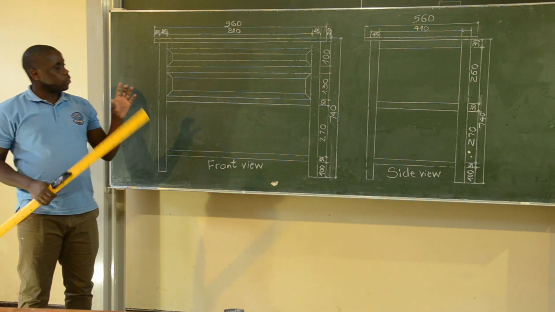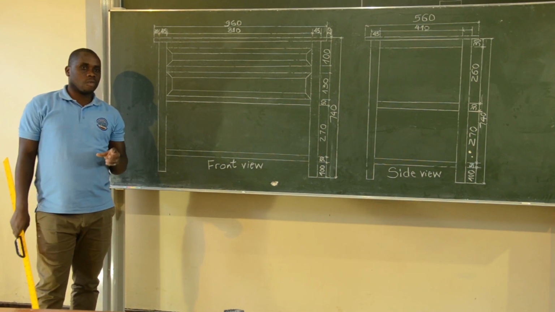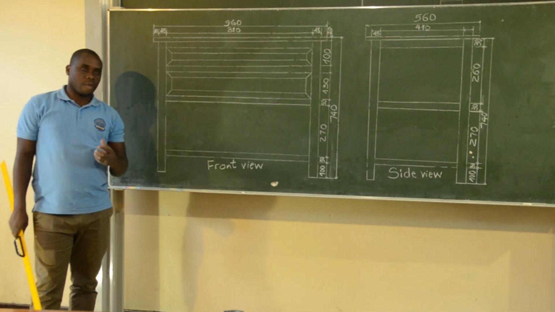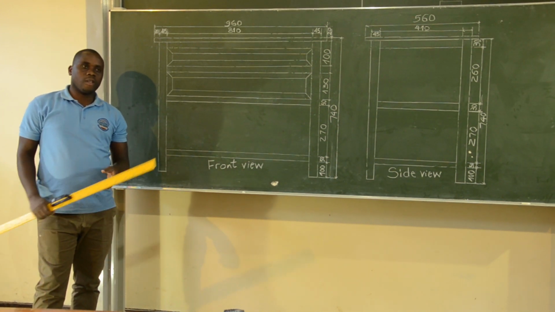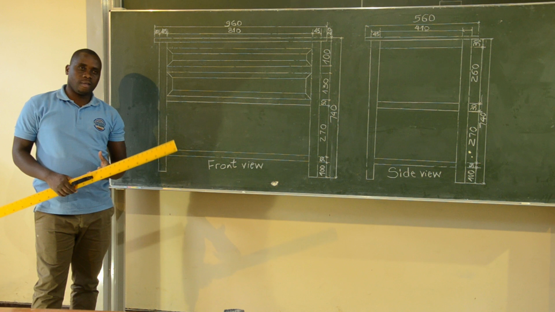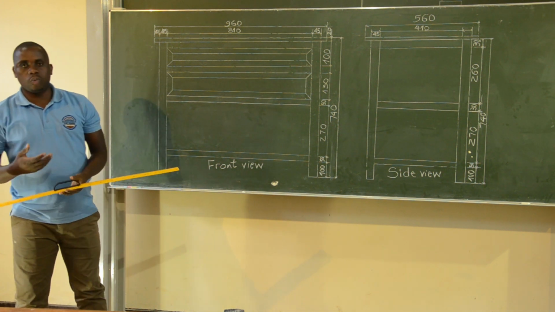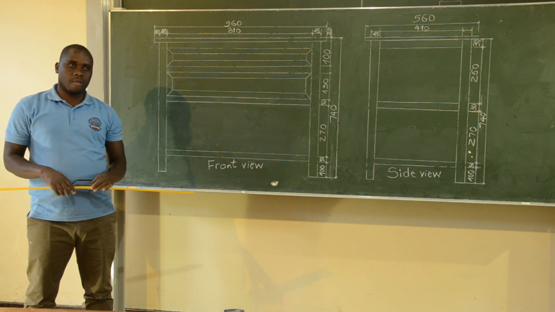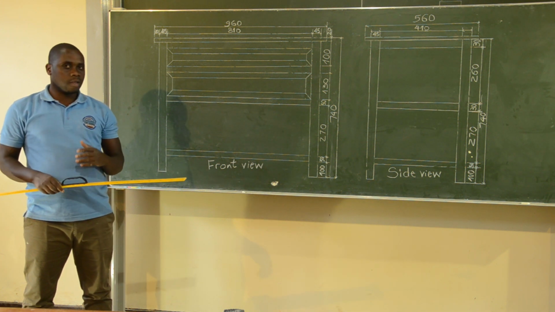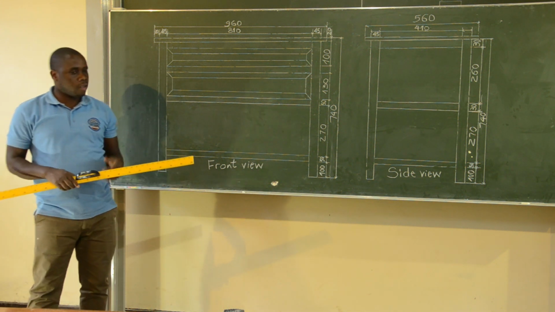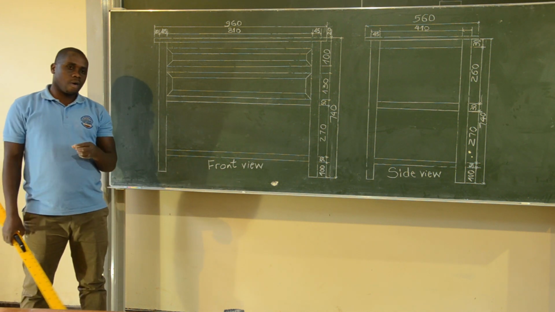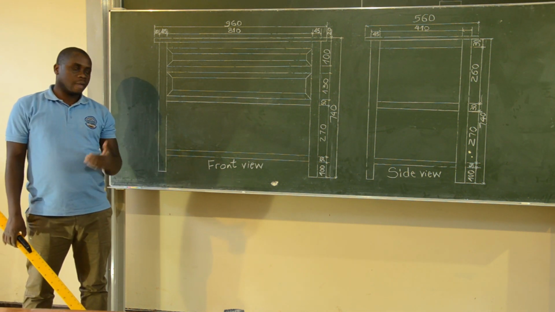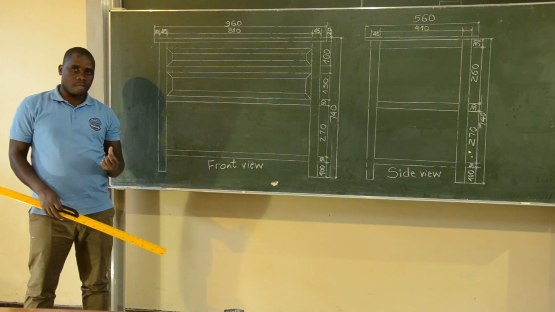We have two main categories, or two types of dimensioning. The first one is what we call aligned method, and the second one is what we call unidirectional method. Let us start with aligned method. Aligned method is the way of putting numbers on drawing so that they are readable from bottom and right side.